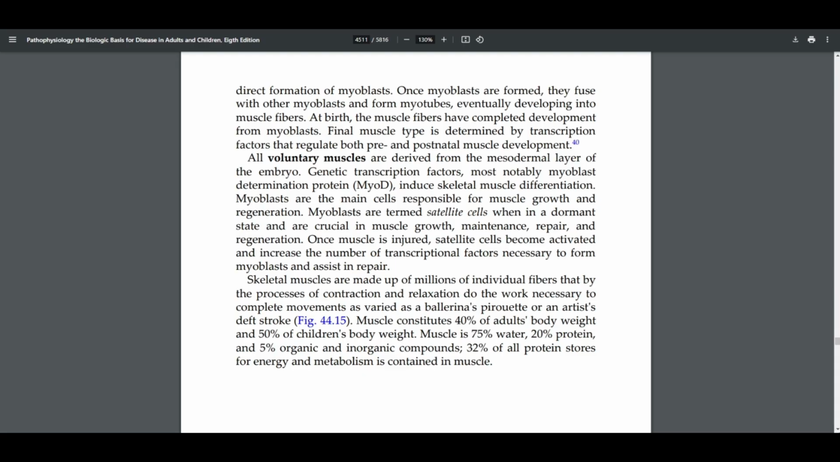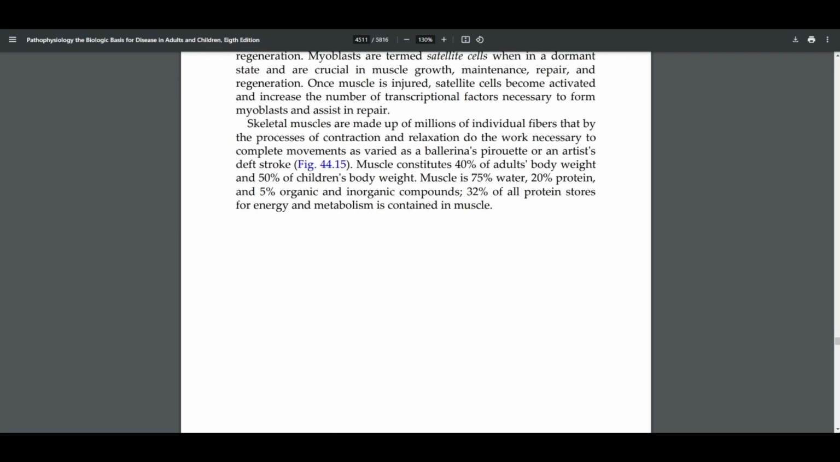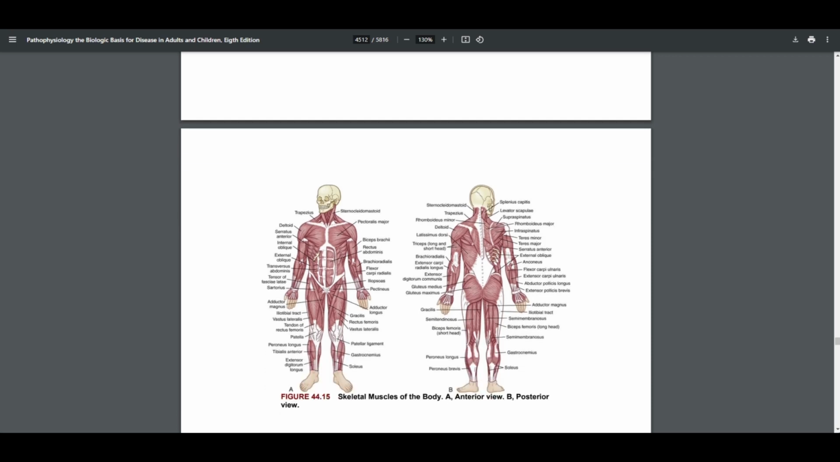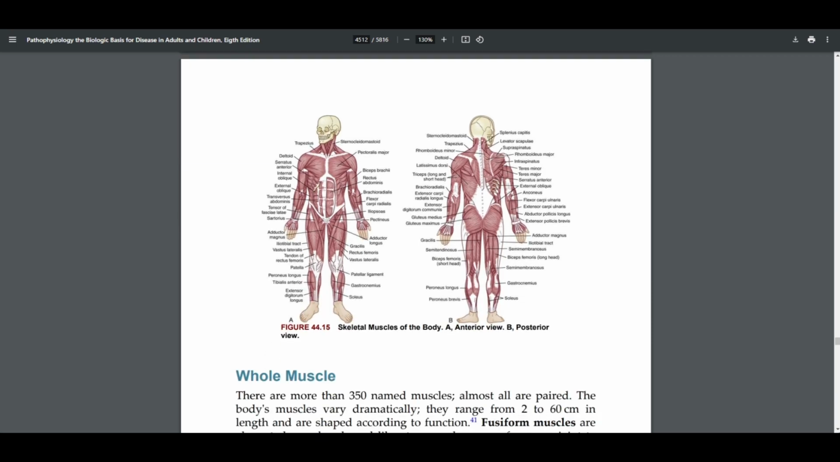Muscle constitutes 40% of adults' body weight and 50% of children's body weight. Muscle is 75% water, 20% protein, and 5% organic and inorganic compounds. 32% of all protein stores for energy and metabolism is contained in the muscles. So, for those who really struggled with anatomy, here is a good time to pause and get a refresher of all your muscle groups.